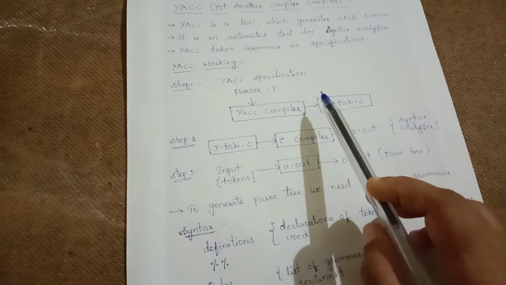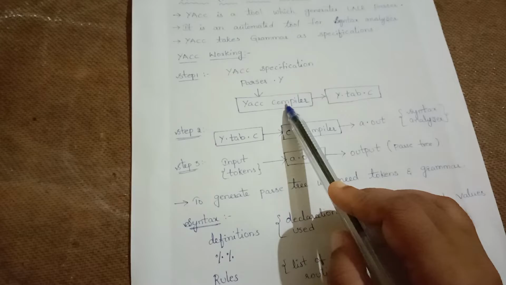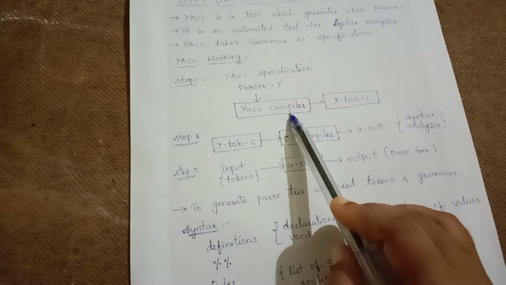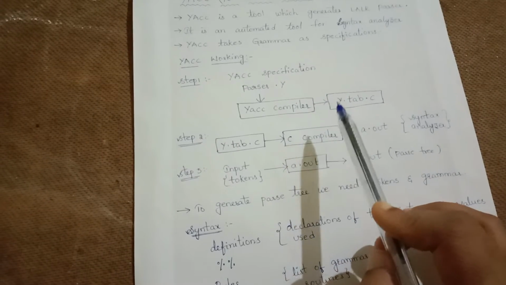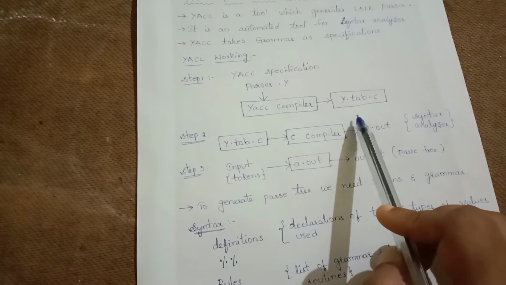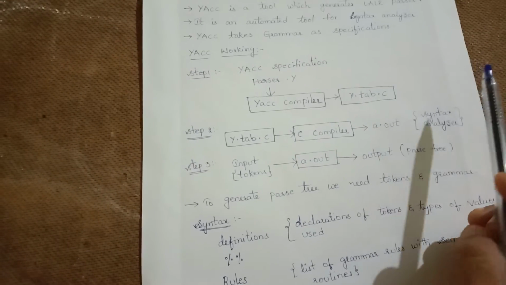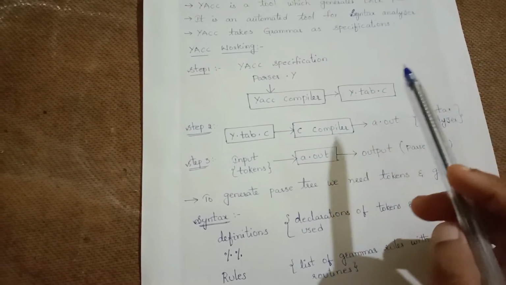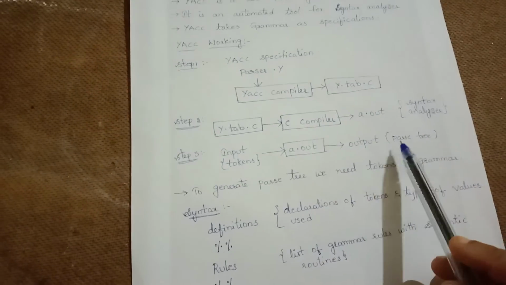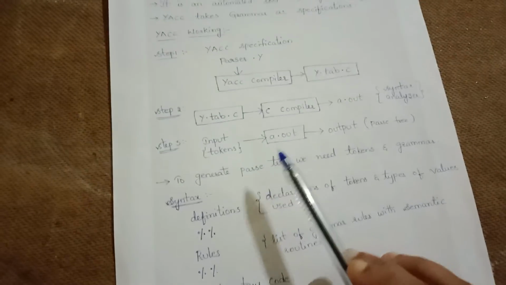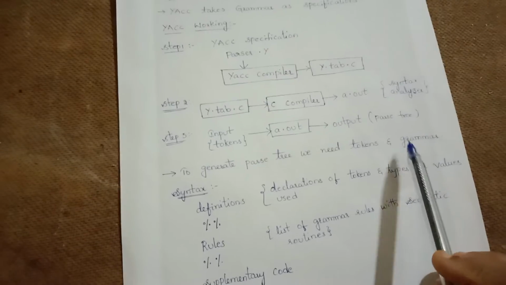So first we give a file which is saved with the extension .y to the YACC compiler. Then the YACC compiler will give an output of y.tab.c. That is given as an input to the C compiler. That gives as an output a.out, which is nothing but the syntax analyzer. So a.out takes the input as tokens and then produces the output in the form of a parse tree. So to generate a parse tree we need tokens and grammar.